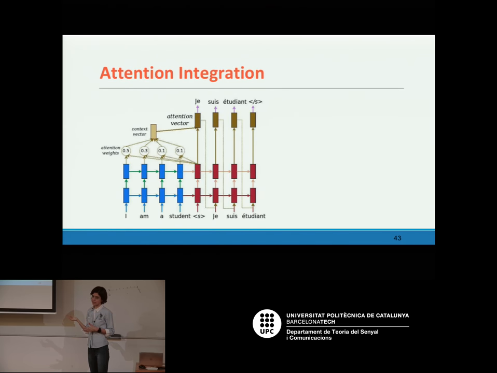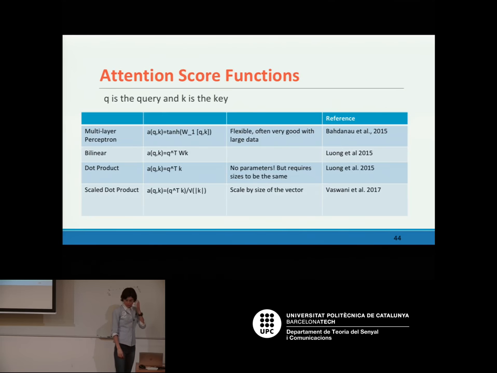This depends on the similarity between the decoder hidden state and the encoder hidden state. This similarity is computed in the context vector and allows us to have this. This mechanism is really powerful and is used in many applications. And there are different ways to compute this.